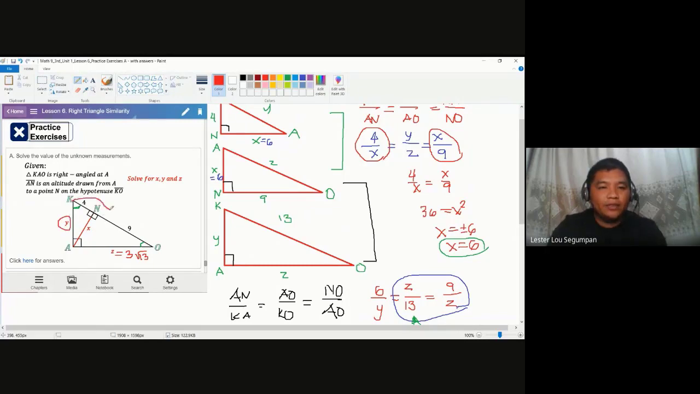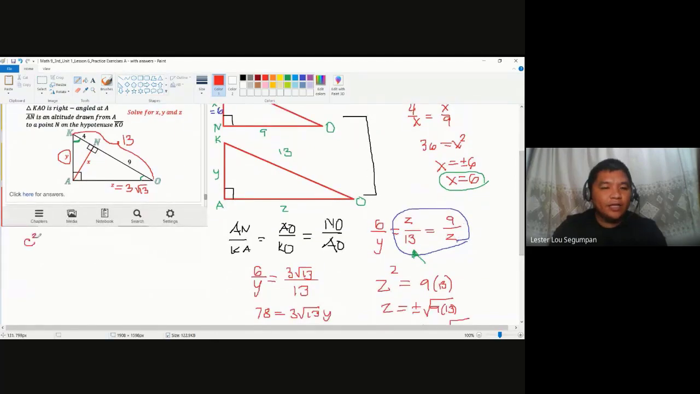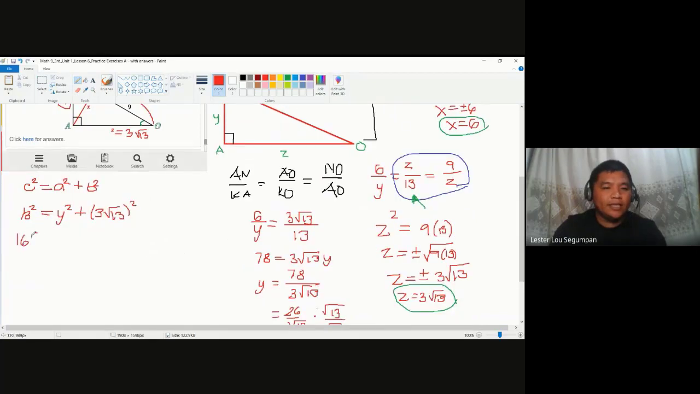Take note that the hypotenuse here is 4 plus 9, which is 13. We all know that the Pythagorean theorem has the generic formula. The square of the hypotenuse is equal to the sum of the square of its legs. Hypotenuse is 13 squared. A, you may use this, y squared plus your b, which is 3 square root of 13 squared. And then that's 169 is equal to y squared plus, distribute that, 9 times 13.